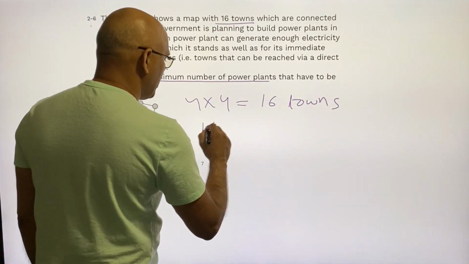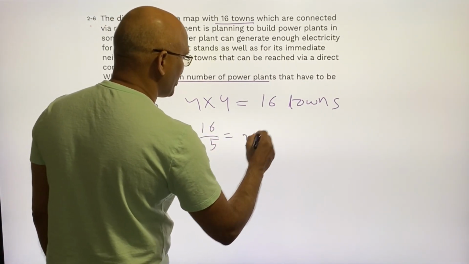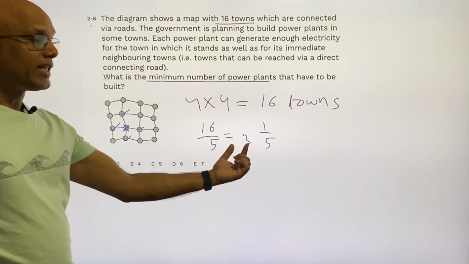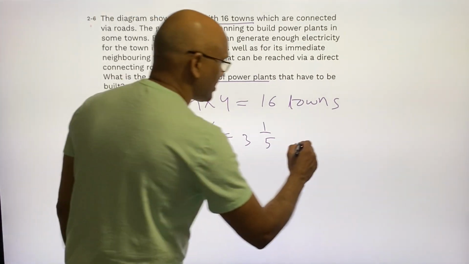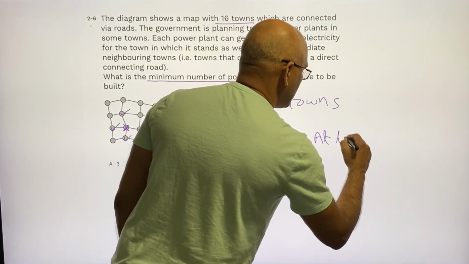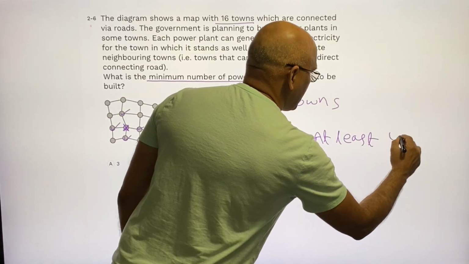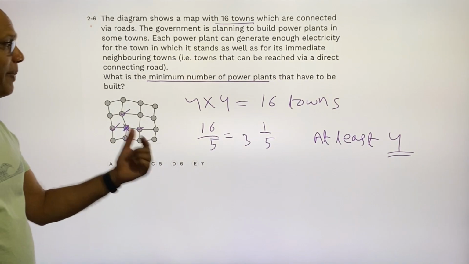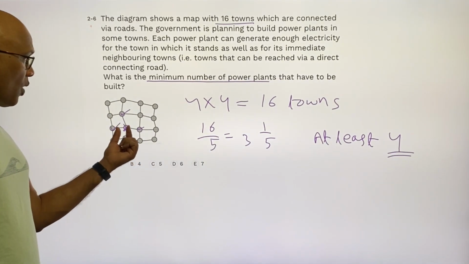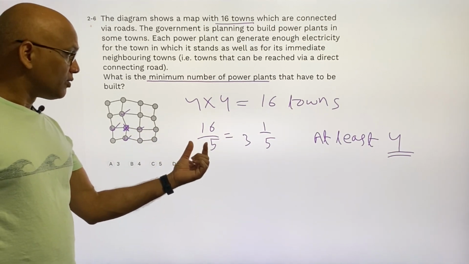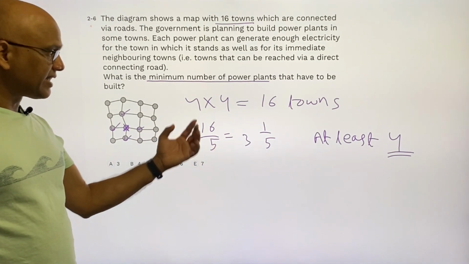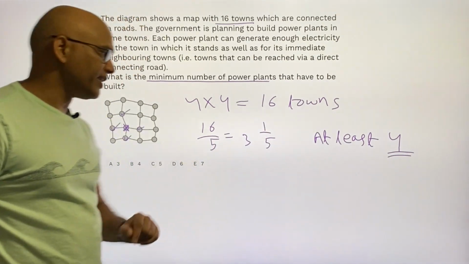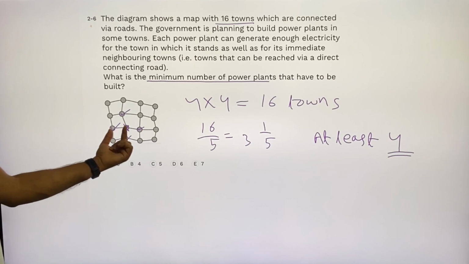So 16 divided by 5 is 3 and 1/5. So we know that we need more than 3, so we need at least four. Because the maximum one power plant can provide to is five towns, and 16 divided by 5 is 3 and something. So we need at least four. So this is the maximum connectivity.